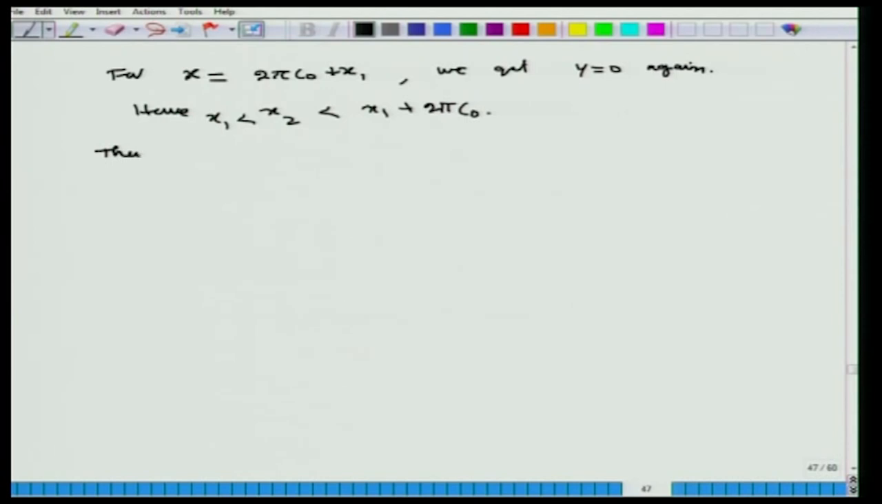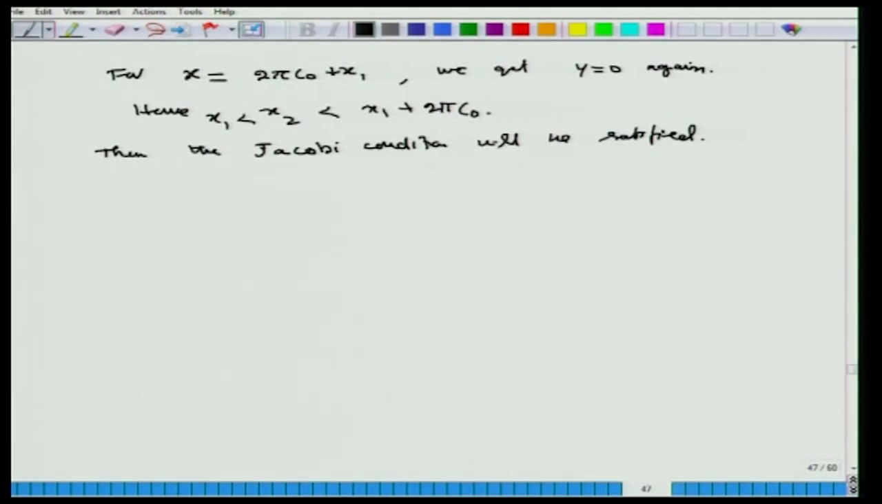Then the Jacobi condition will be satisfied. Thus, we see that here in this case we have x 2 must be like this, that x 1 plus 2 pi this.